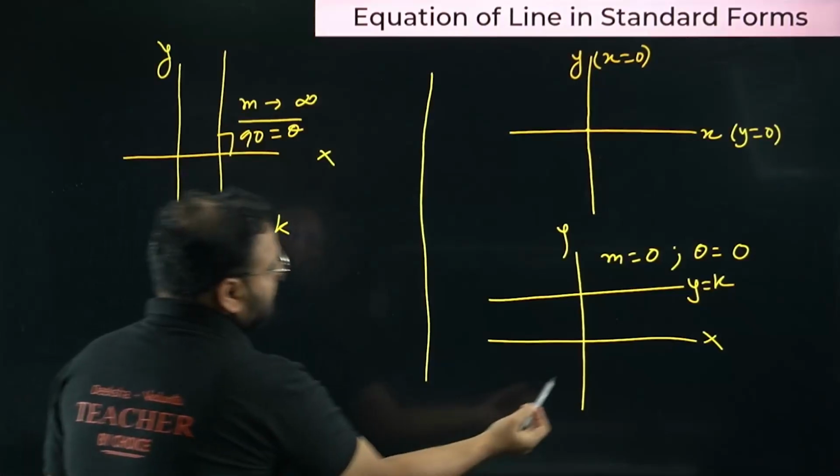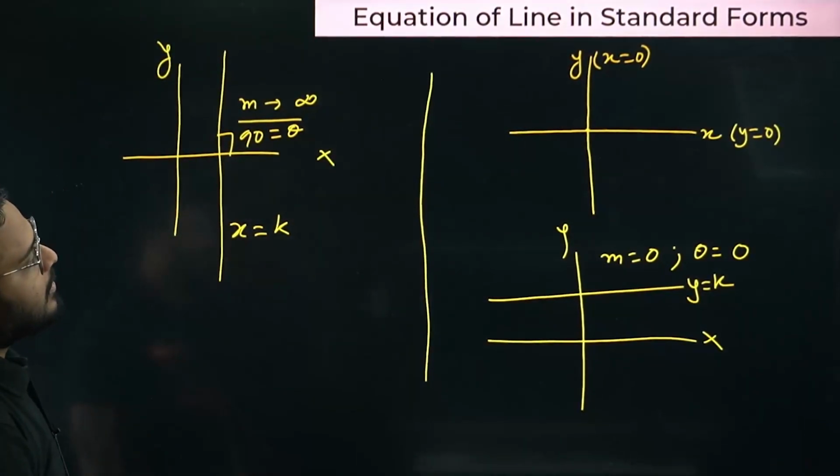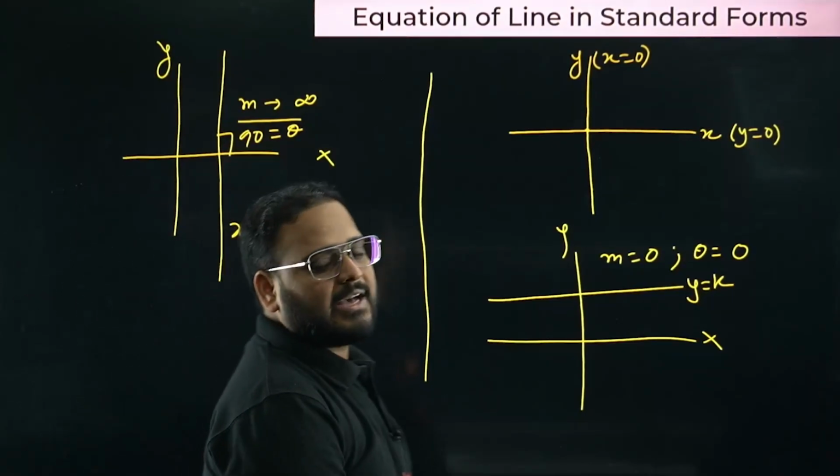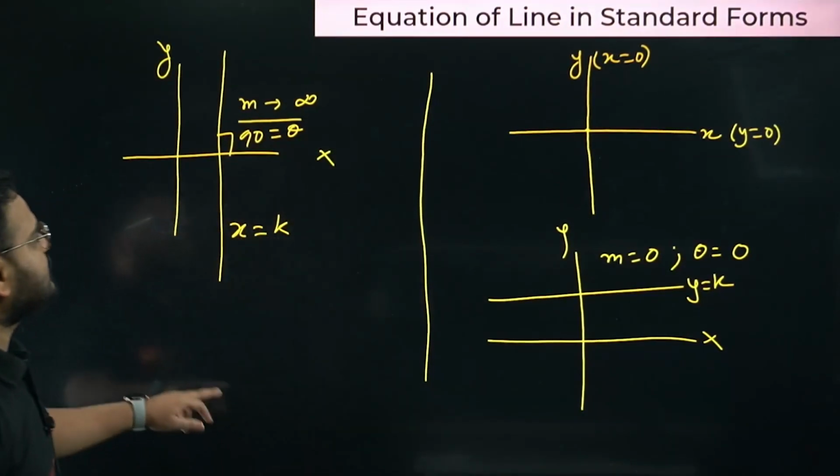What is the slope, bacha? It is 0. Another I have already given you for x equal to 0 and y equal to 0 for the equation of the x and y axis. Okay, some standard forms, useful in the questions. So let's move on now.